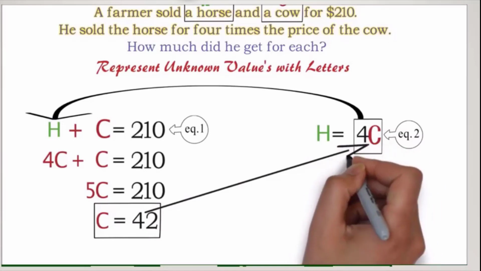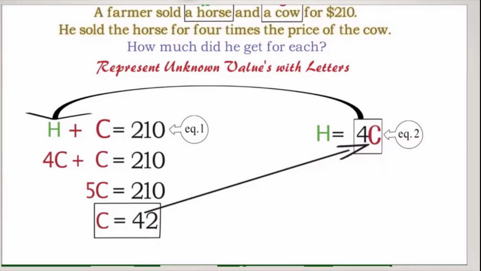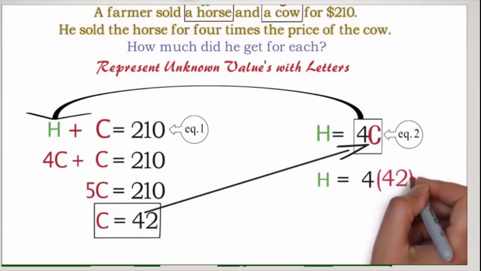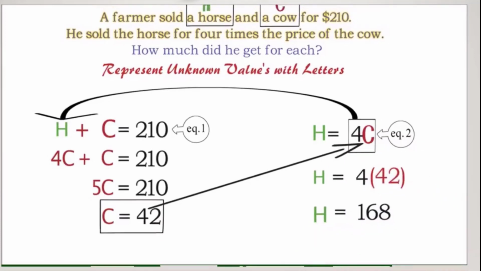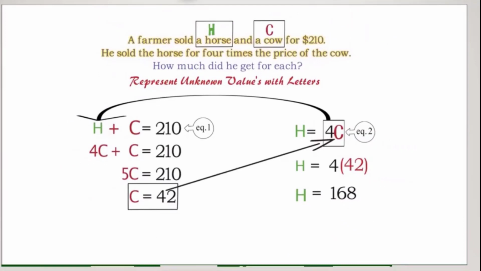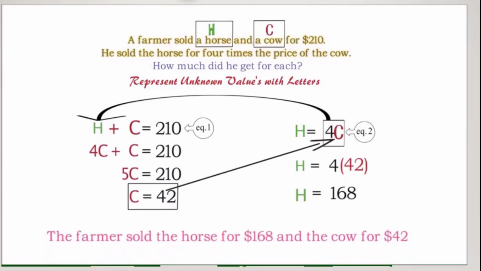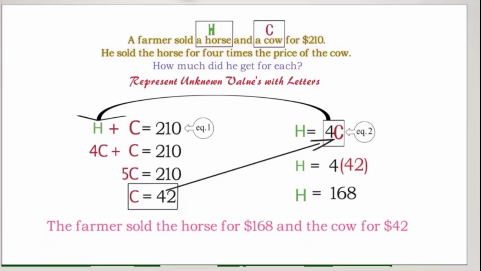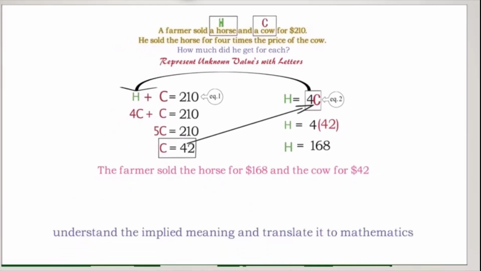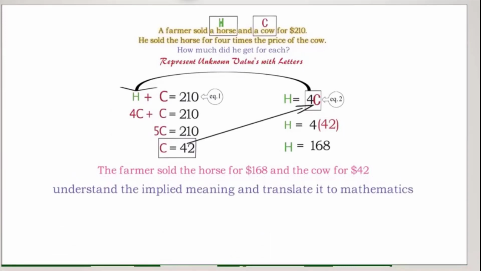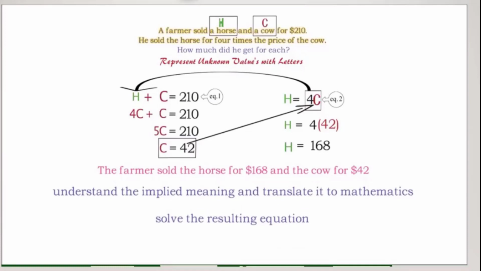I choose equation 2. We have H equals 4 times 42. We multiply to get H equals 168. So the farmer sold the horse for $168 and the cow for $42. To be able to solve this question, you need to understand the implied meaning and translate it to mathematics. Then, as usual, solve the resulting equation. In this case, simultaneous equation.